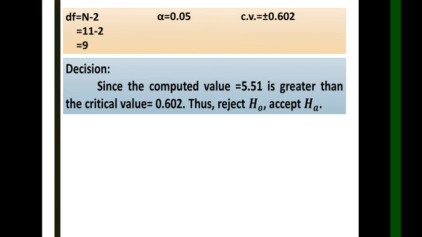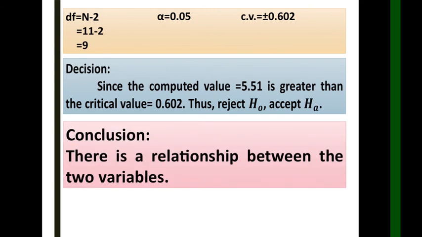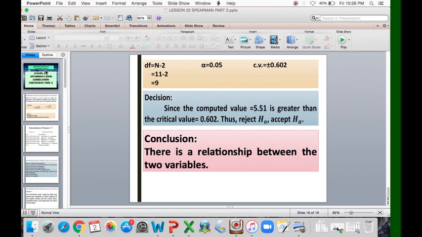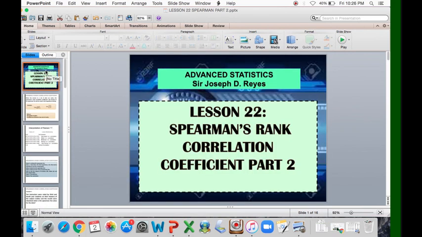Now, since the computed value 5.51 is greater than the critical value, which is 0.602, as you can see, I use the positive sign here for the positive negative 0.602 because our computed value is positive. Thus, reject H0 and accept HA. Therefore, there is a relationship between the two variables. So that's all about the hypothesis testing using Spearman rank correlation coefficient.